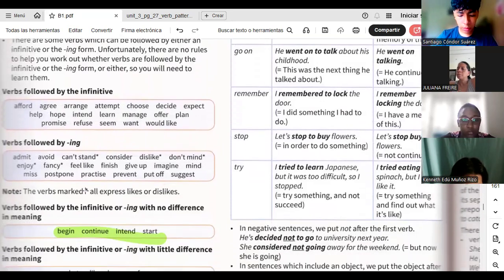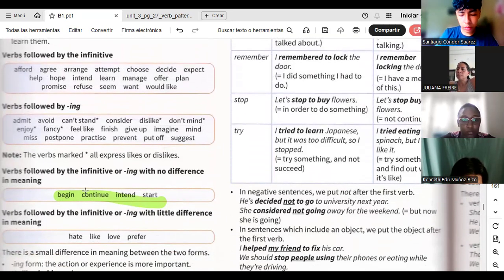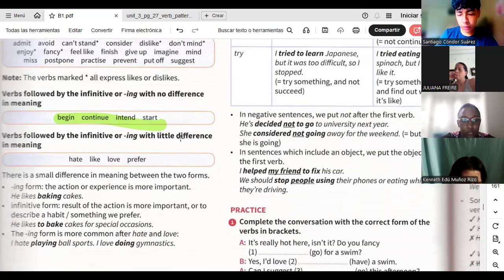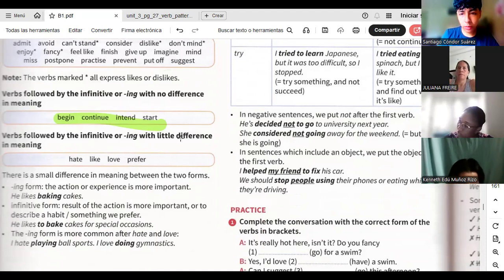Give me a moment. I'm trying as fast as I can. In negative sentences, we put not after the first verb. He decided not to go to university until next year. So, in negatives, we put not after the main verb. ¿Sí? Colocamos en las negativas el not después del primer verbo. She considered not going away for the weekend. In sentences which include an object, we put the object after the first verb. En las oraciones que incluyen un objeto, utilizamos el objeto después del primer verbo.